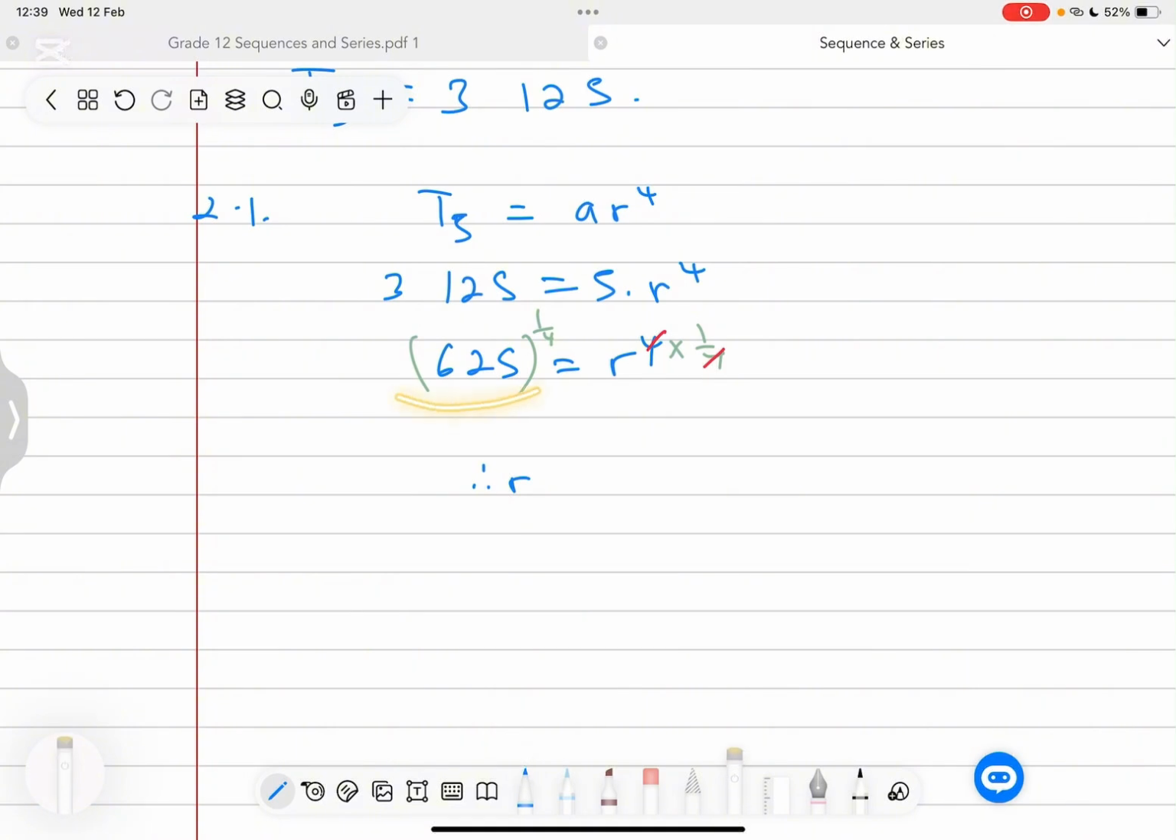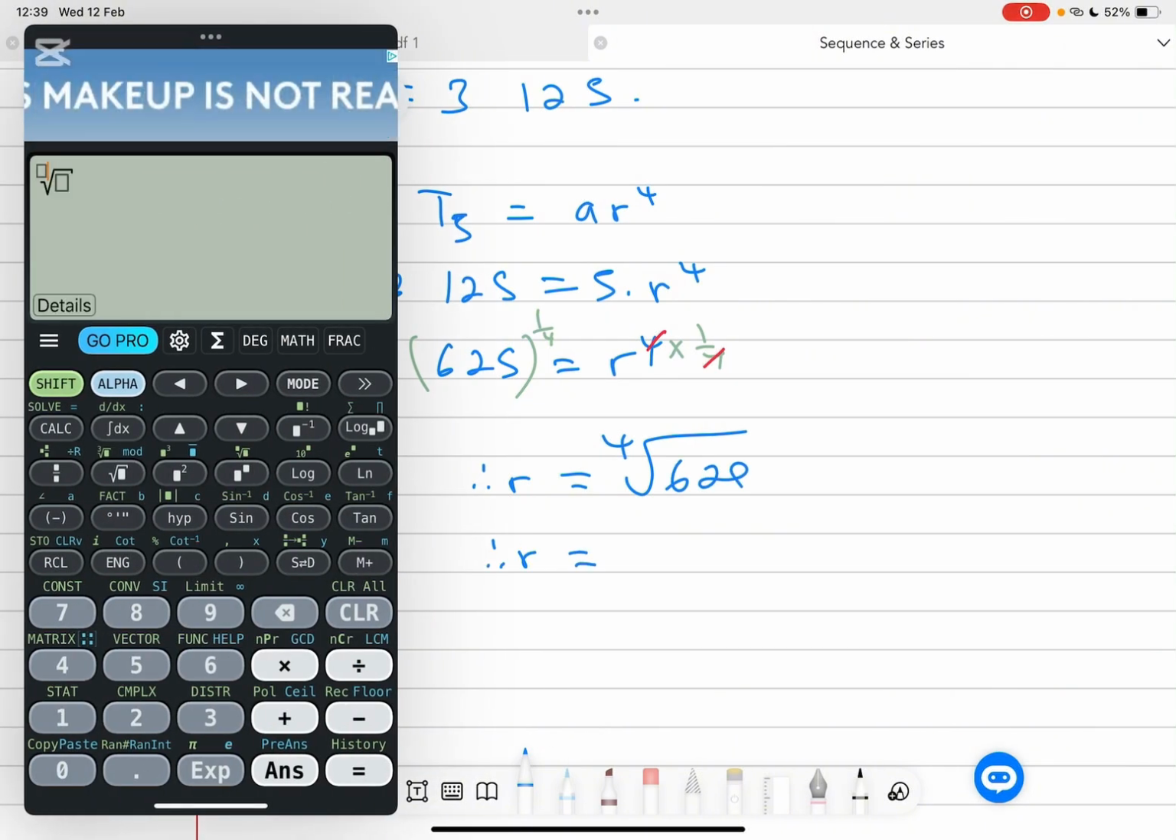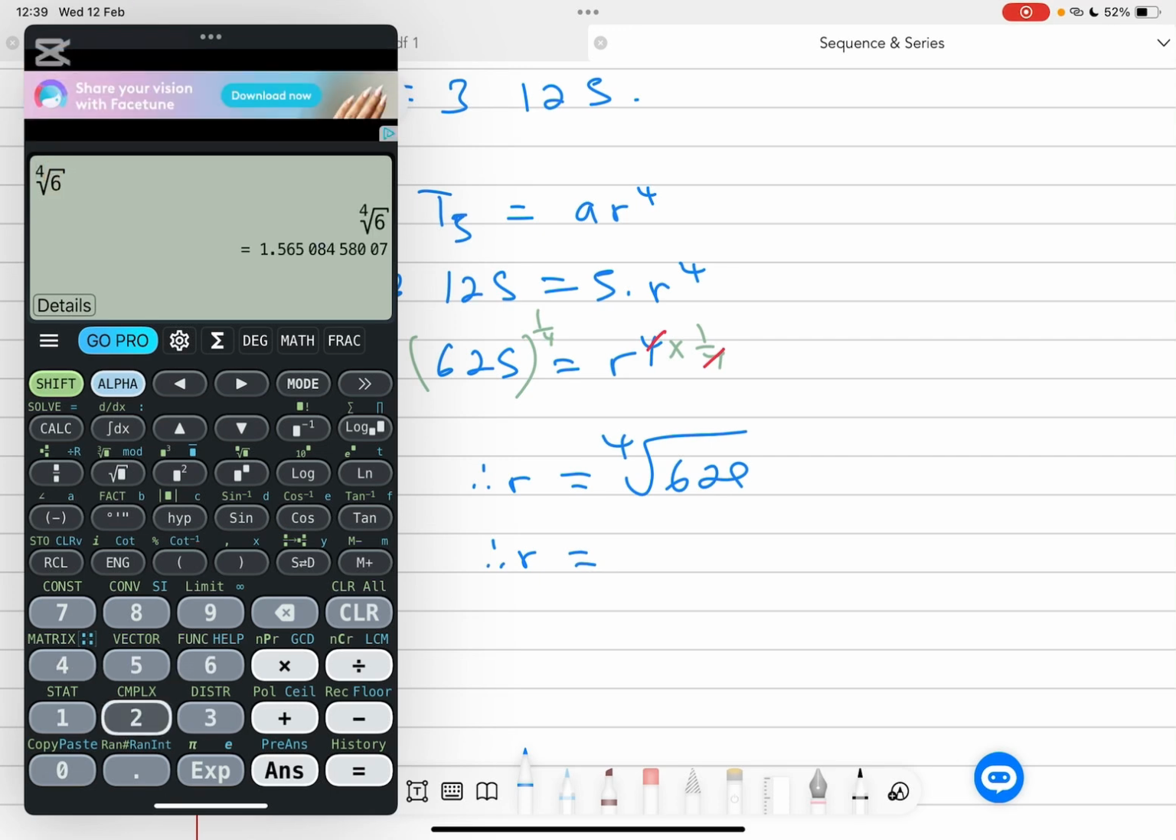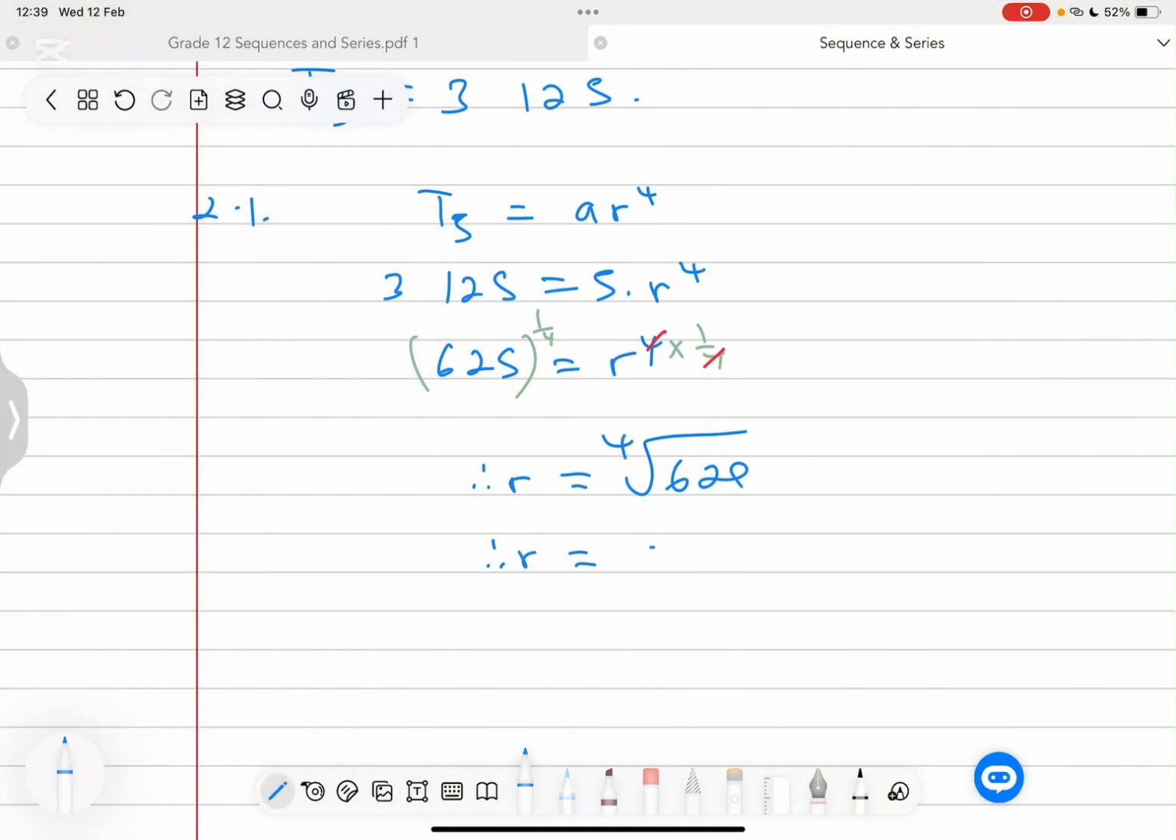However, solving something like this is extremely boring, because we are just going to punch that in a calculator. It is the same as the 4th root of 625. And therefore, r would be equal to the 4th root of 625. And that gives me a value of r to be 5. So our common ratio is 5.